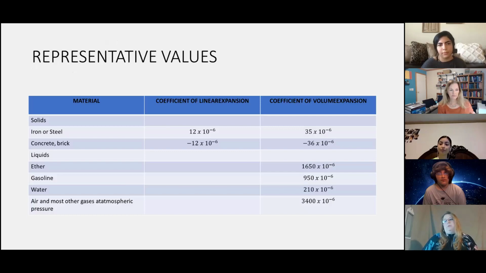This table shows representative values of the coefficient of linear expansion. The delta in the linear equation can change based on the material. This is just a small portion of the types of materials that can be used in the equation. We will be looking at the steel coefficient.